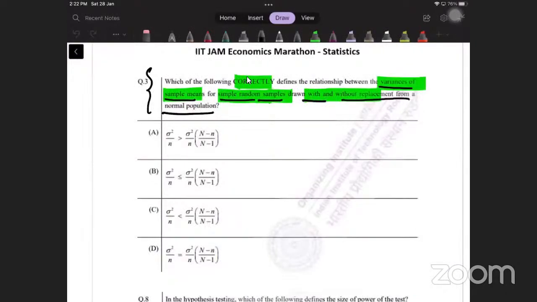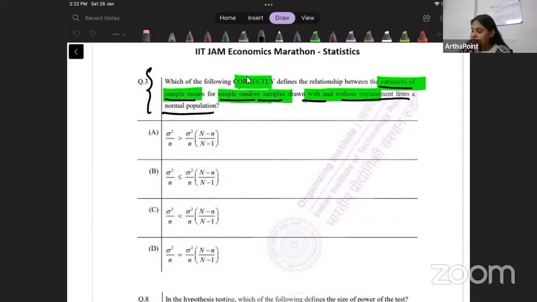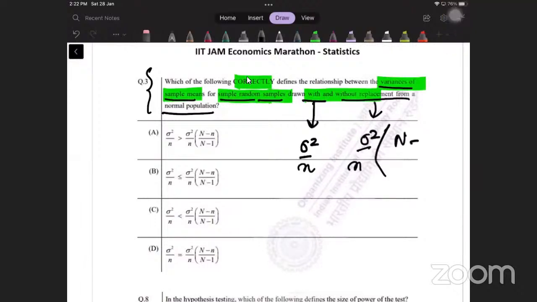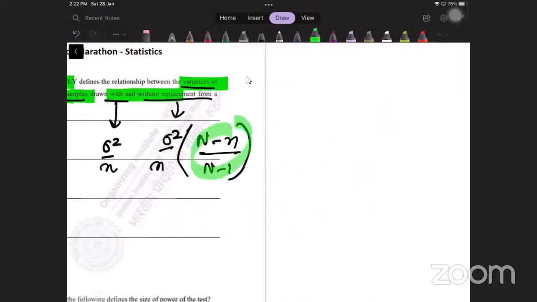So we know that we have got two parts to it. The first part says that we have the variance of the sample mean with replacement, and that is given by sigma square by n. And we know that without replacement, it is given by sigma square by n times (N minus n) upon (N minus 1). Now we just have to evaluate this factor once, because this factor is multiplied with it.